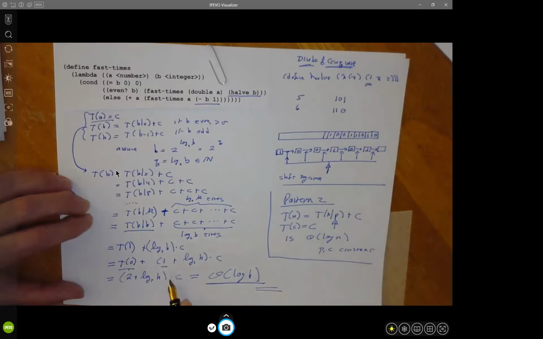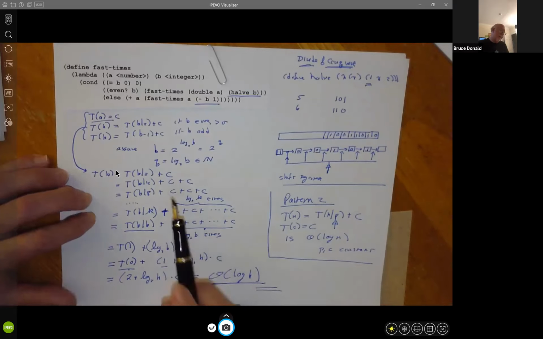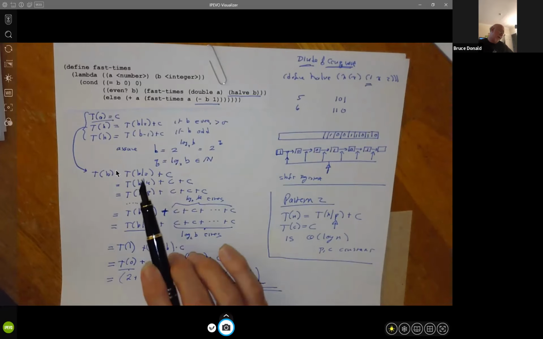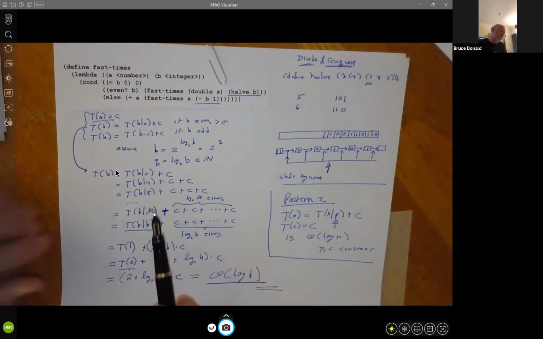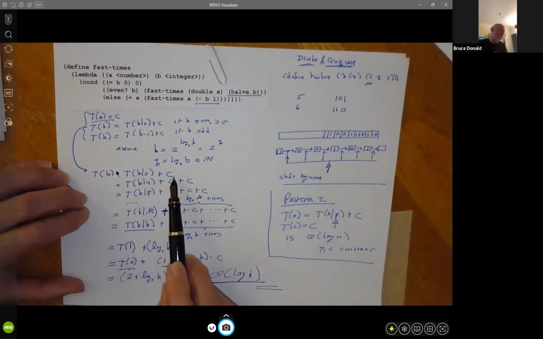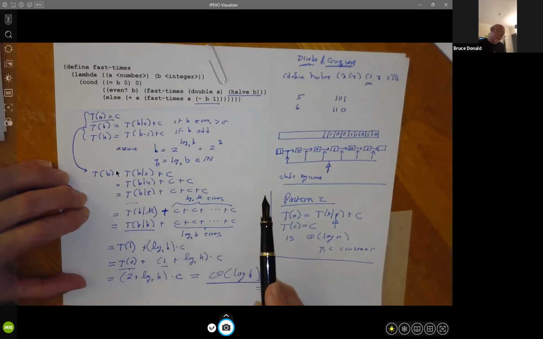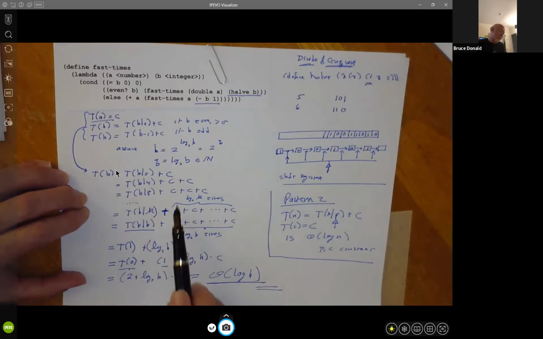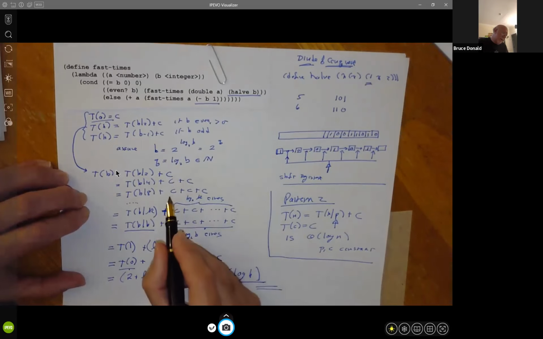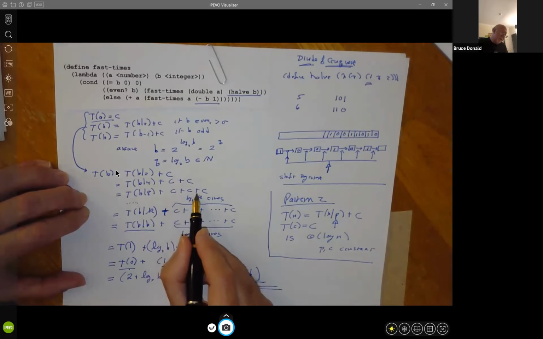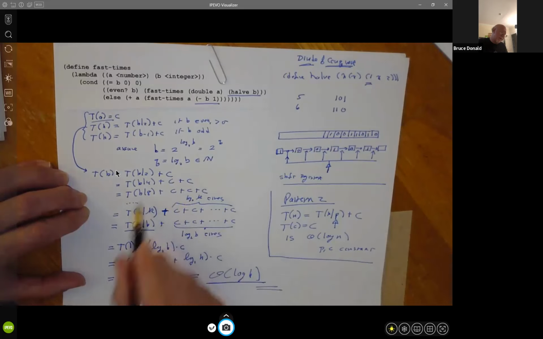How did you get log base 2 b times c? Could you explain that a little bit more? Yeah. So basically, you can see the pattern here. As I cut this down, here's b over 2, I get c. b over 4, I get c plus c. b over 8, I get c plus c plus c. b over 16, I get c plus c plus c plus c. So that just generalizes to this being a logarithmic number of times that you're cutting the b down.